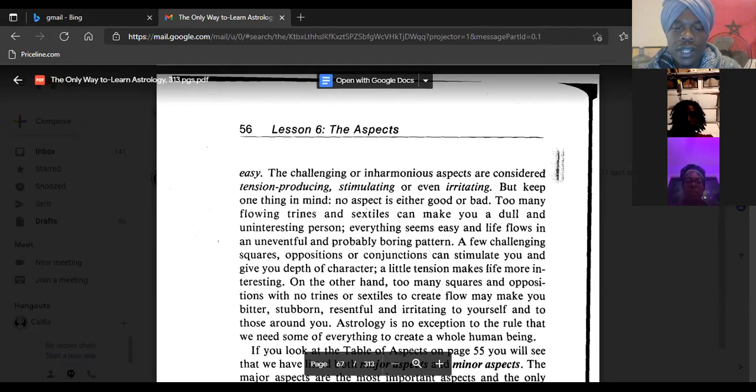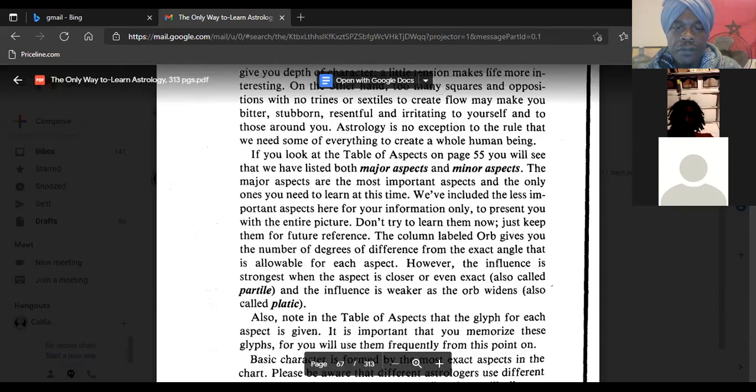On the other hand, too many squares and oppositions with no trines or sextiles to create flow may make you bitter, stubborn, resentful, or irritating to yourself and to those around you. Astrology is no exception to the rule that we need some of everything to create a whole human being. If you look at the table of aspects on page 55, you will see that we have listed both major aspects and minor aspects. The major aspects are the most important and the only ones you need to learn at this time. We've included the less important aspects here for your information only, to present you with the entire picture. Don't try to learn them now. Just keep them for future reference.